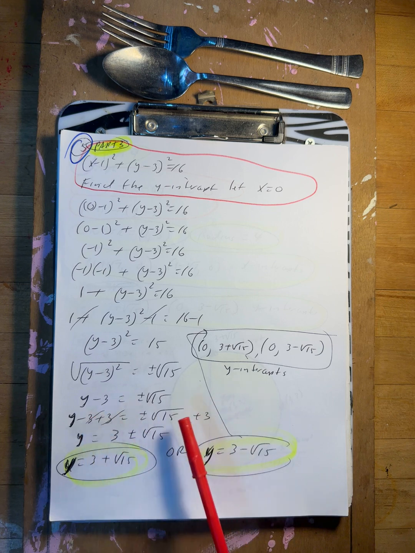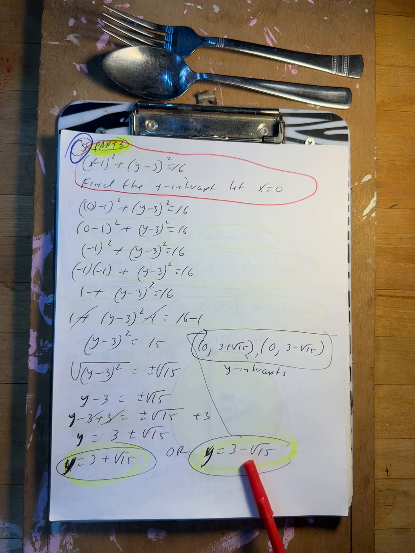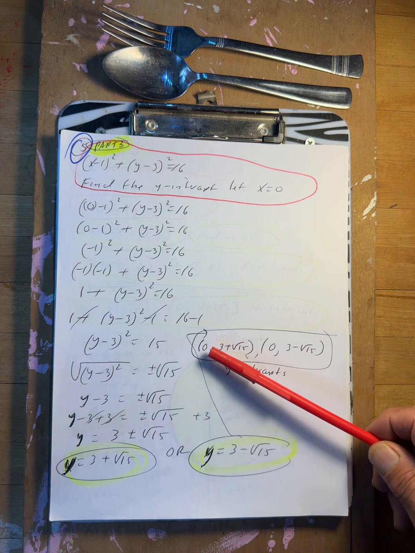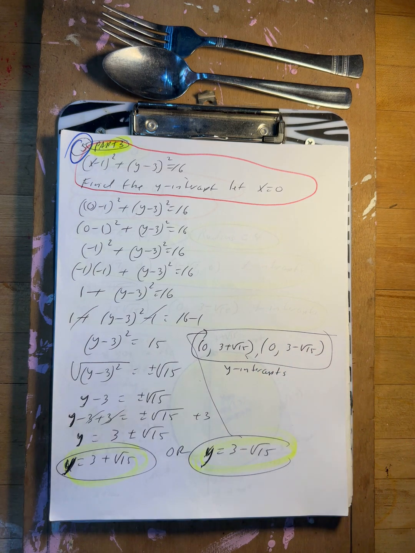So add 3, add 3. So y equals 3 plus or minus square root of 15. So y equals 3 plus square root of 15, or y equals 3 minus square root of 15. So (0, 3 plus square root of 15) and (0, 3 minus square root of 15) are the answers to that.